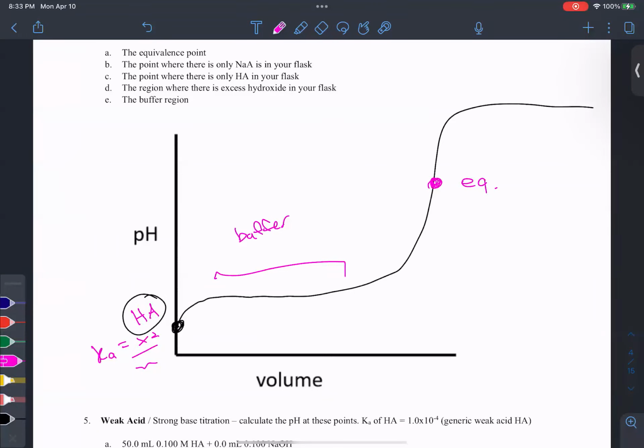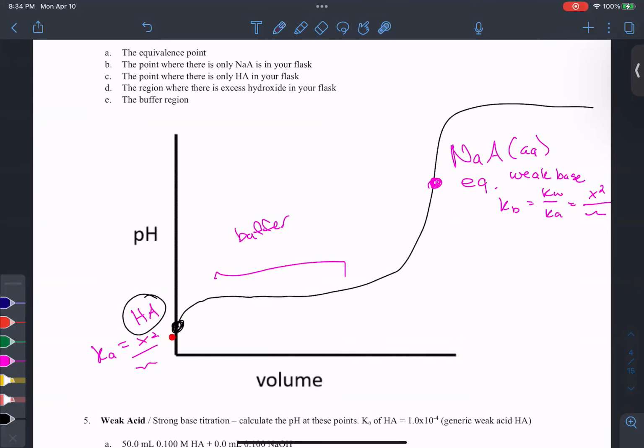But at the equivalence point, what substance is present? Is it HA anymore? No, it is actually A minus that is present at your equivalence point, or really technically NaA, the salt form of your acid. And we already went over this. NaA is what? It's a base. Yes, it's a weak base. And so if it's a weak base, we're going to use Kb, and that equals Kw over Ka, and that is equal to x squared over whatever concentration it is. Do take into account dilutions.